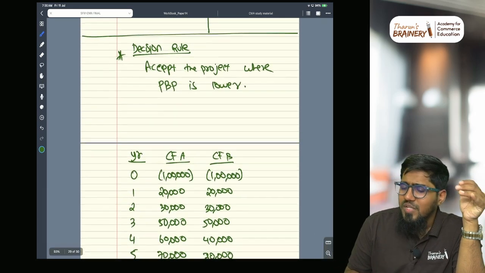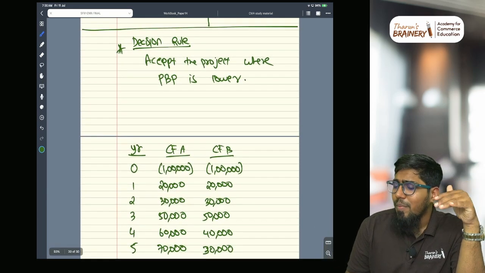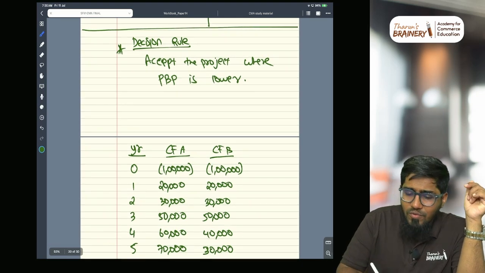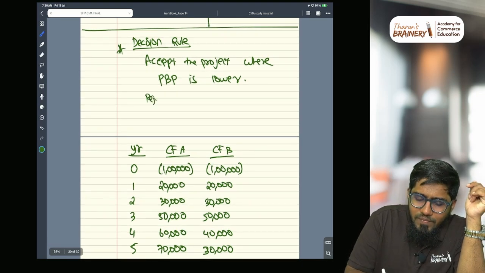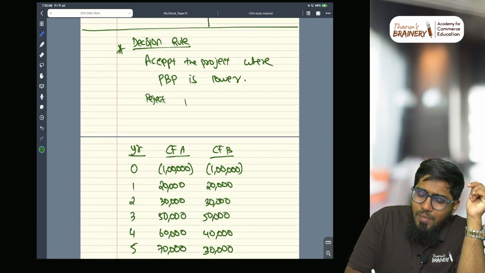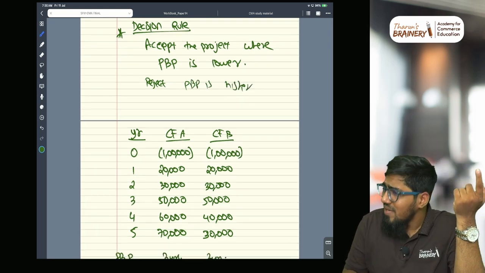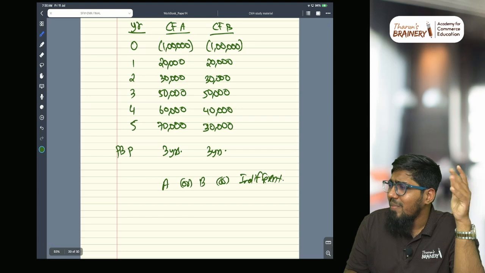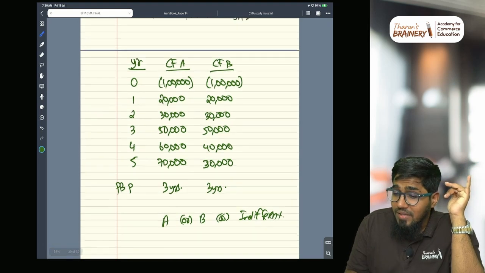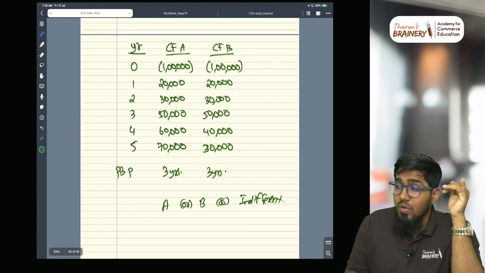Because what is my decision? If the payback period is lower, I have to select. I have to reject if the payback period is higher. And if it is the same, it is indifferent. Sir, here the payback period is the same, so it is indifferent. If you are thinking like this, you will take a wrong decision.